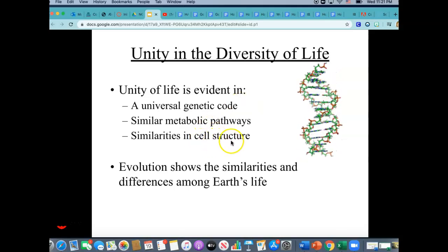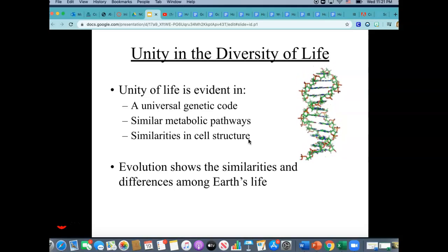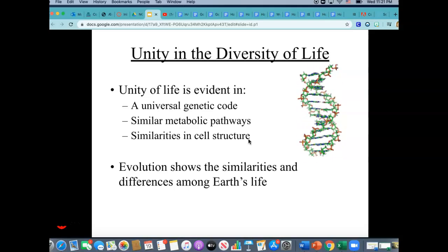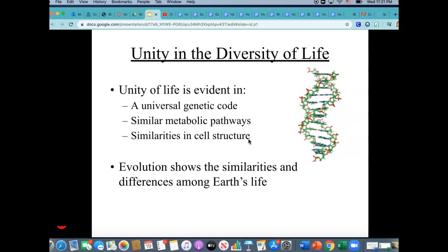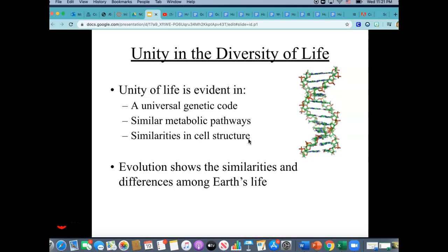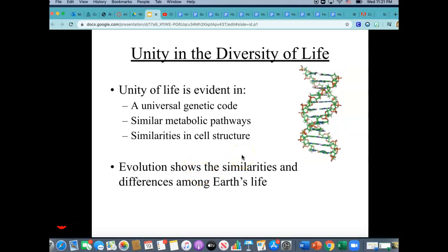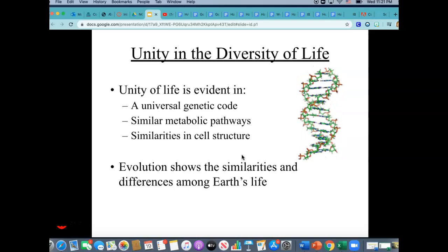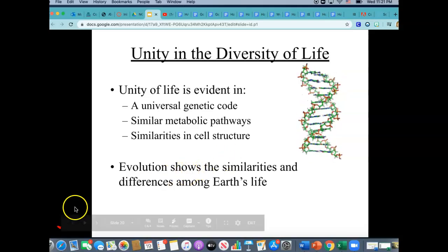And then similarities in cell structure. There are certain structures that all cells have. All cells have a cell membrane. All cells have cytoplasm. All cells have ribosomes, the organelle that's used to make proteins. Right? These are things that all cells have in common. Evolution helps us to understand the similarities that are present, even though life on Earth is incredibly diverse.